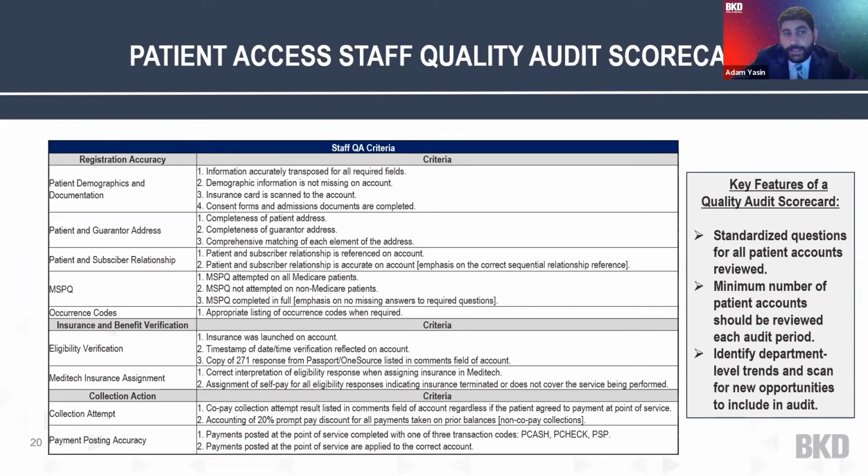And as patient access leaders, we can use these scorecards to really understand opportunities amongst our team and let this be a living, breathing document. We talk about that here a little bit more.